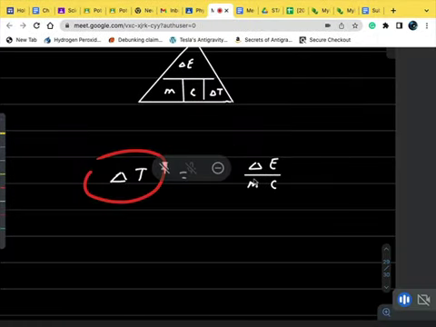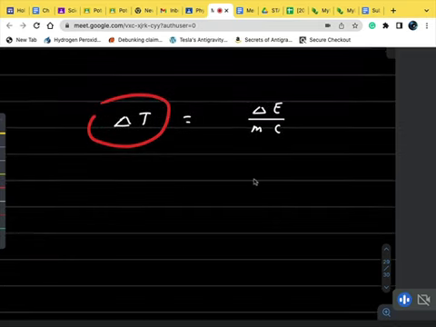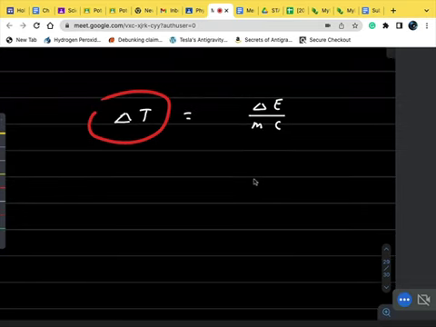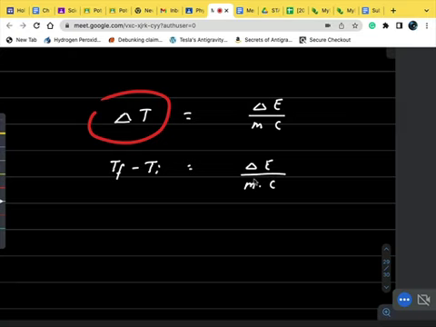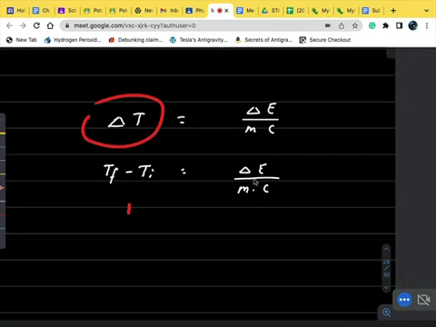Okay, so let's solve for the final temperature. What you do is break the triangle down into what it represents: final minus the initial. Just do that. Write the triangle T out into its longer expression. Okay? And then add the positive TI to both sides.